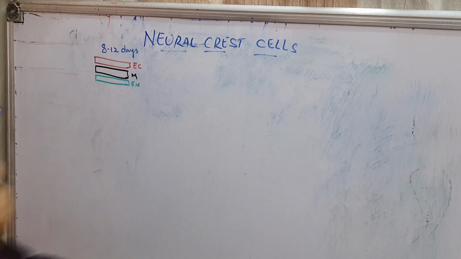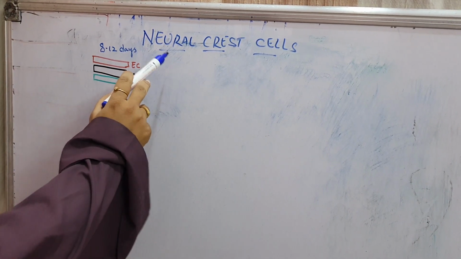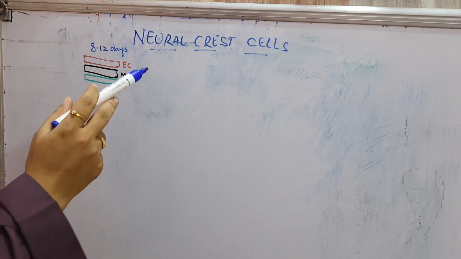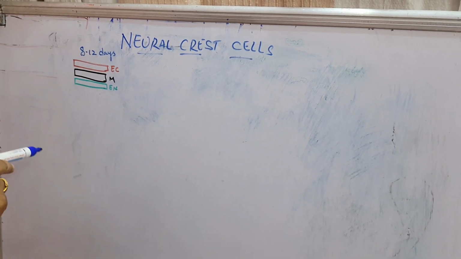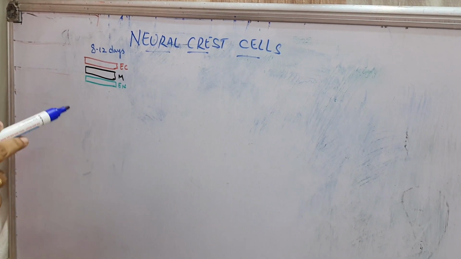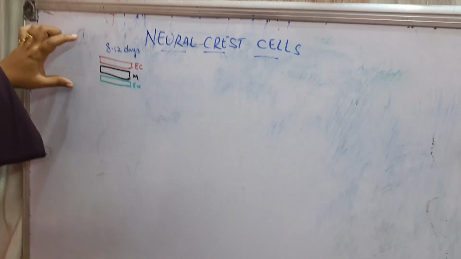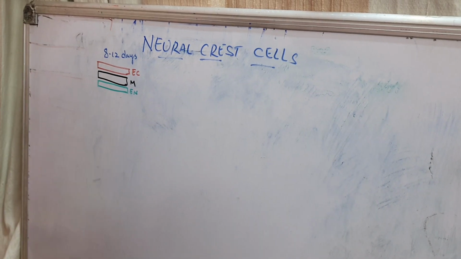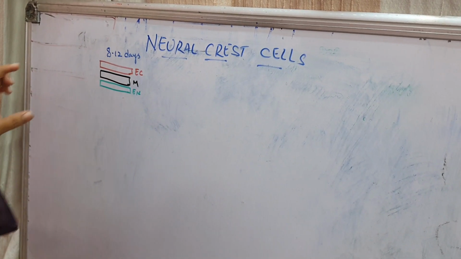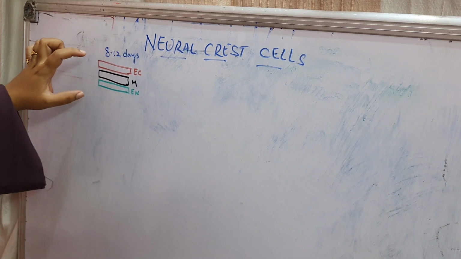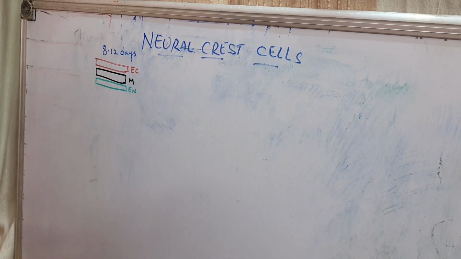Everyone, in this video I am going to discuss the topic neural crest cells. This video is the continuation of my previous video where I discussed the formation of the 3 germ layers. So when the embryo is about 8 to 12 days of age, the 3 germ layers called ectoderm, endoderm and mesoderm will be formed.